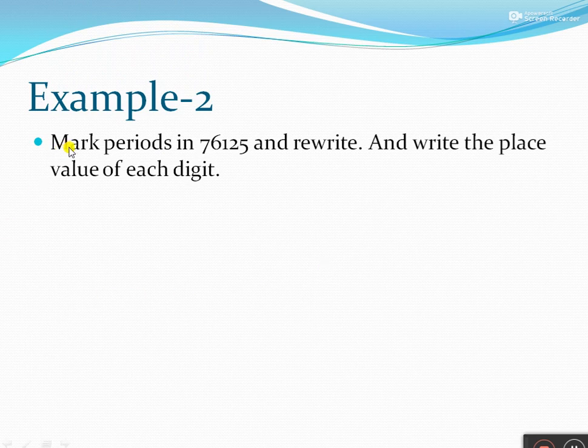Another example. Read the question first. Mark periods in 76,125 and rewrite. And write the place value of each digit. Now you know very well, you just have to start from the right hand side. First you write 5, it is in the ones place, 2 tens place, 1 hundred place, 6 thousands place, 7 as a 10,000s place. So now let us see the place value chart.